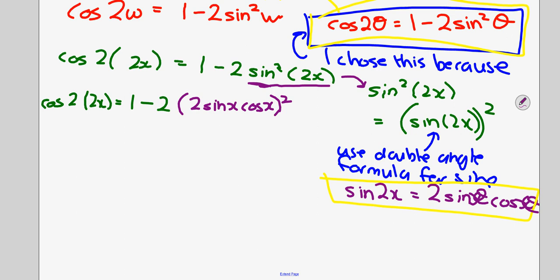Let's expand what this thing in brackets is, because what we want to do is turn it into something with sine squared x, cos squared x. So this is still just cos squared x.